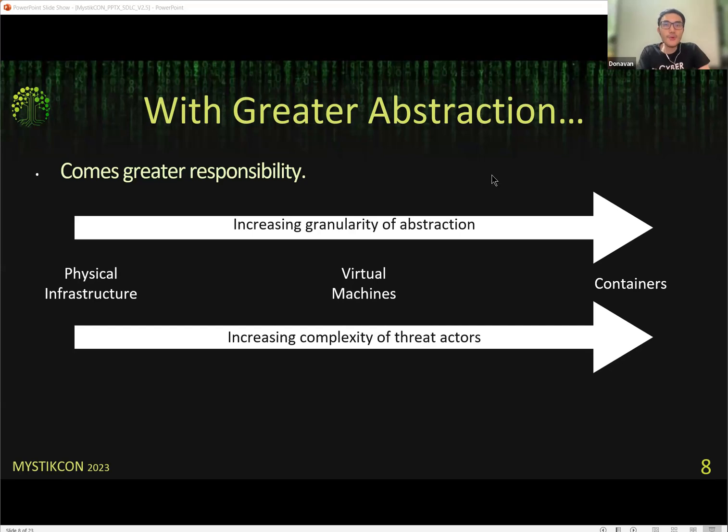Now that I've scared you quite thoroughly over the need for a certain threat model, let's actually talk about what a threat model is, right?